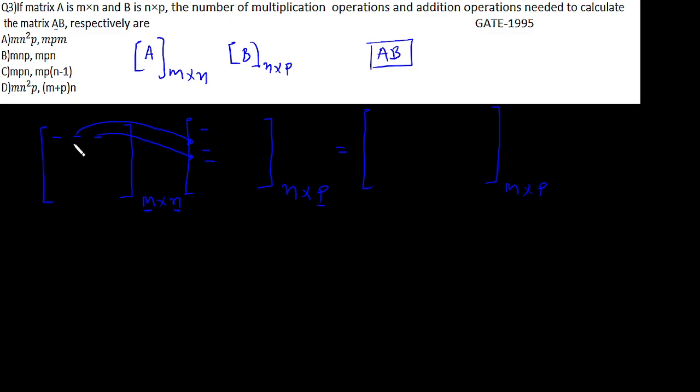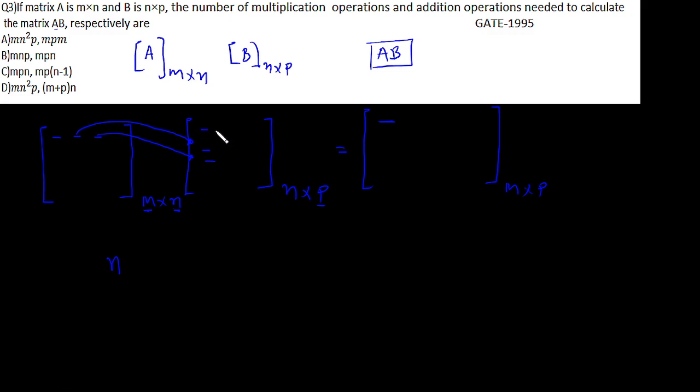So for finding this first element only, because we have to add up this whole multiplication, this first row will multiply with this n element. So we get n multiplications from this first element.